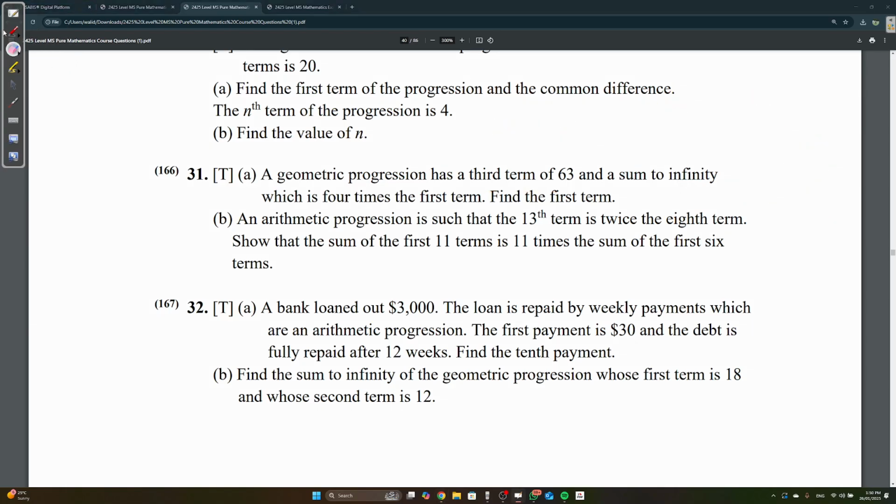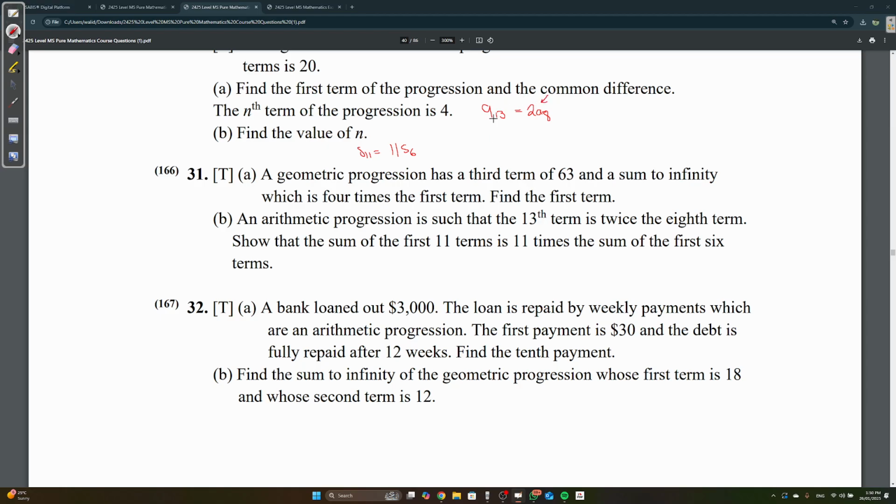Next: an arithmetic progression is such that, zoom in a bit so you can see, the 13th term is twice the 8th term. This one took me a bit of time to solve, but now that I understand, it's very easy. So the 13th term, A13, is twice the 8th term. Show that the sum of the first 11 terms, S11, is equal to 11 times the sum of the first 6 terms. So we need to prove this.